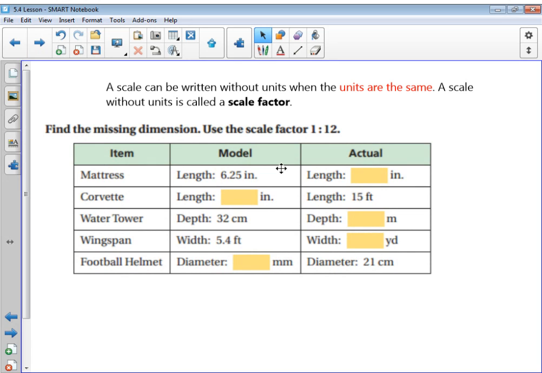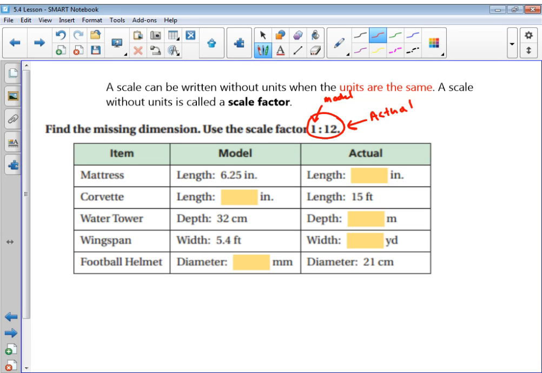So here we have find the missing dimension, use the scale factor 1 to 12. When it is listed like this, that means that the 1 and the 12 have the same unit measure. So if they ask for our answer in a different unit, we're going to have to convert. The first one says mattress. The length is 6.25 inches and the length is blank inches. Remember when we look at these, the first number is always going to be the model, and then the second number is the actual.